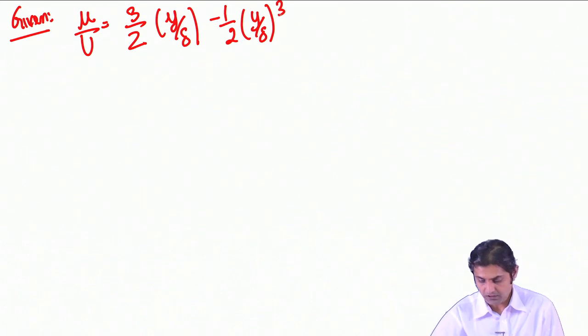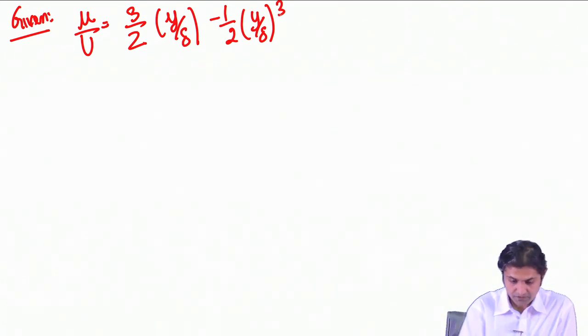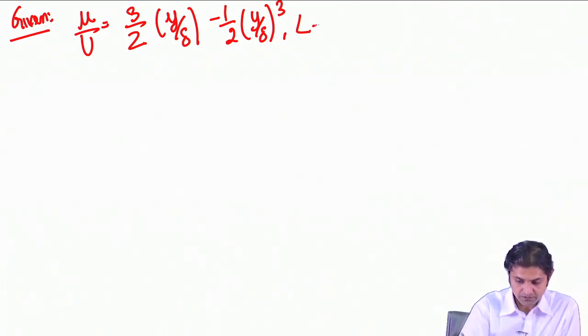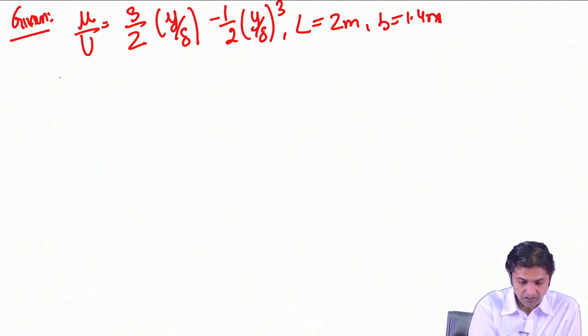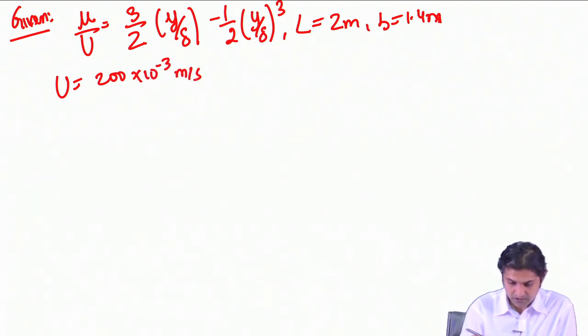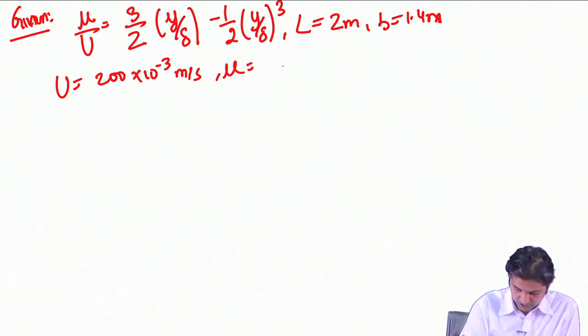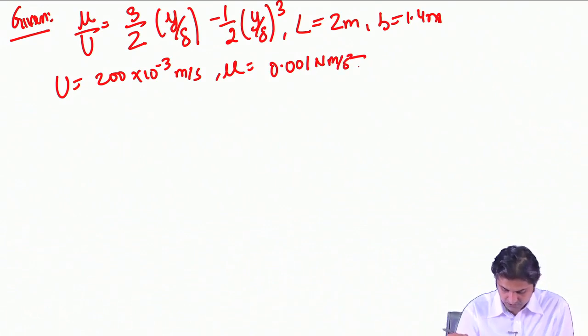We have also been given that the length of the plate is 2 meter, B is 1.4 meter, and the capital U is given as 200 into 10 to the power minus 3 meters per second, and mu is given as 0.001 Newton meter per second squared.